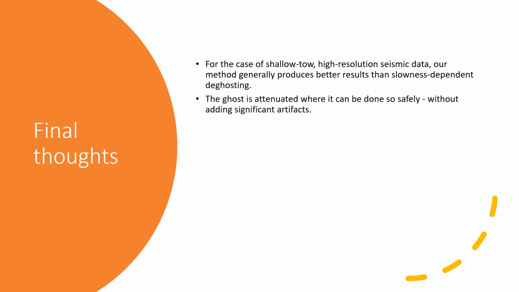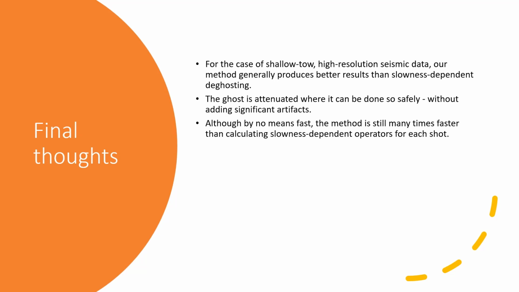The ghost in this method is attenuated where it can be done so safely without adding significant artifacts. So we saw before that if you just have a common reflection coefficient throughout, then you can end up boosting things that you don't really want to boost. So in this case, we're estimating for the data reflection coefficient, so it's sort of tailor-made for the specific circumstance.